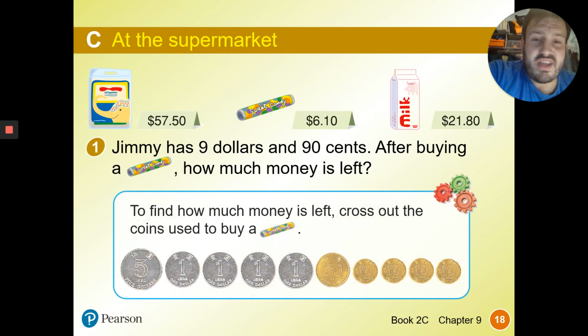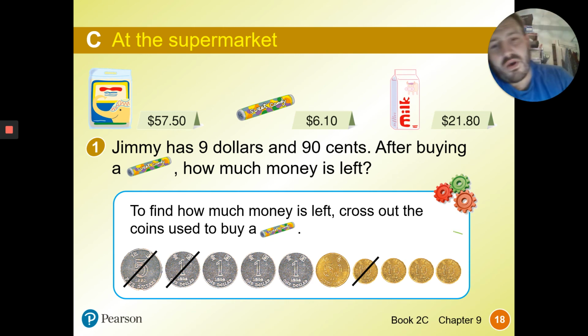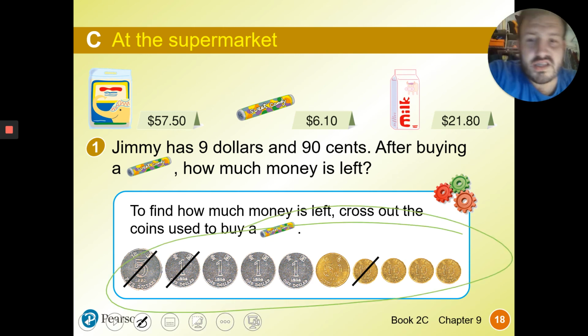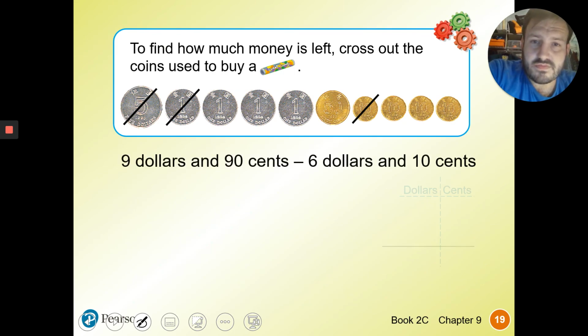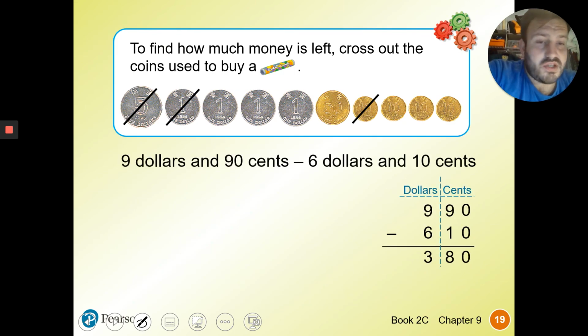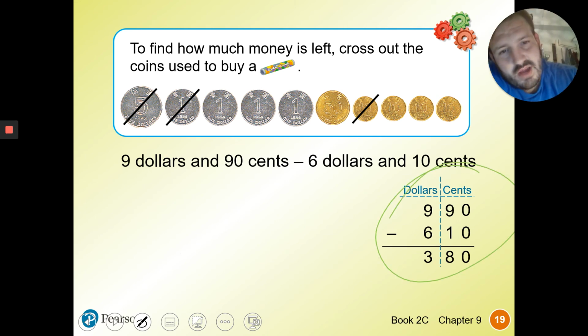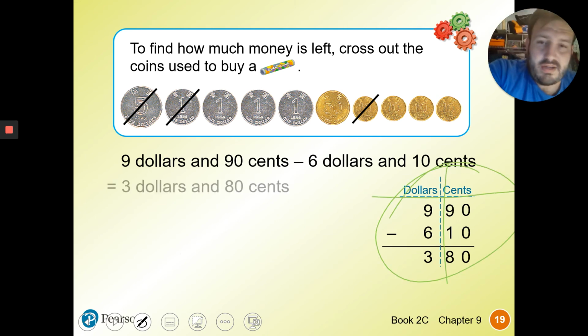Now we've got to look at subtraction. He has $9. How much is left after buying? So he's doing $9.90 minus $6.61. So how do we calculate that? Well, all the money is worked out there, and we're just cancelling off what he spent. Or we're doing the subtraction format. So this is where we need to be comfortable.